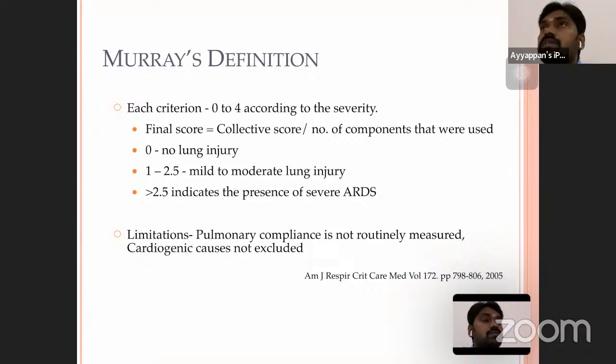And if a patient is, say, on a face mask oxygen or, in the recent trend, on HFNC, it will be very difficult to calculate the pulmonary compliance. And cardiogenic causes were again not ruled out. So these are the limitations.